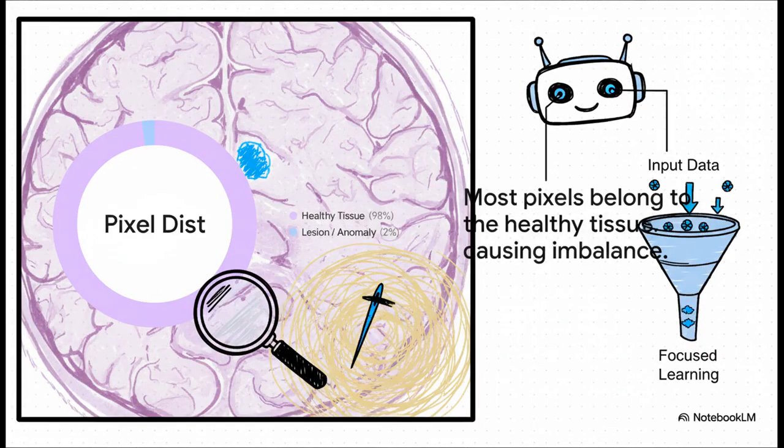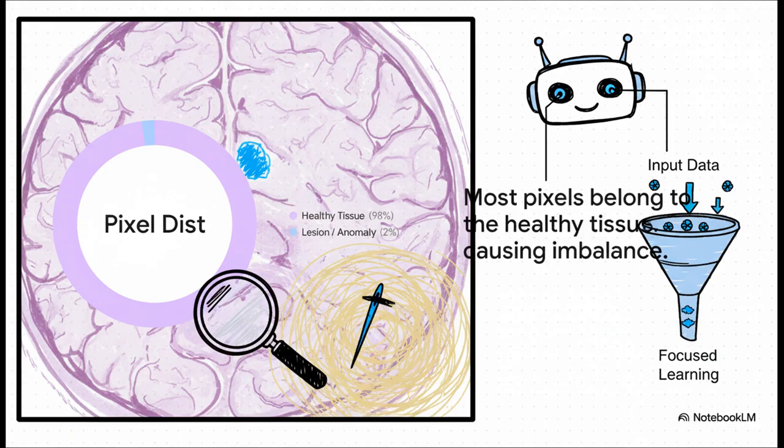But there is a massive, massive challenge in all of this, and it's called class imbalance. Think about it. The vast majority of a medical scan, like 98% of it, is perfectly healthy tissue. So when an AI is classifying every single pixel to detect a lesion, it's essentially looking for a needle in a haystack. The system gets flooded with millions of easy-to-discriminate healthy pixels, which can actually prevent the network from focusing its learning on the challenging, suspicious areas.